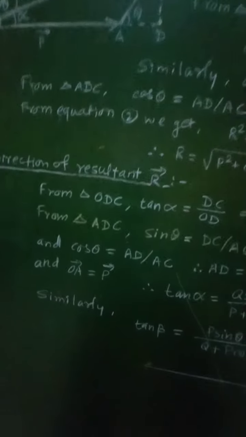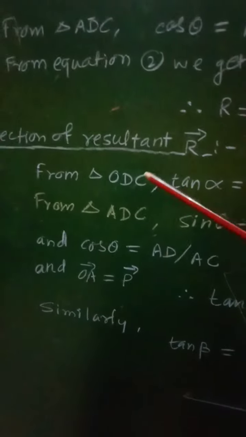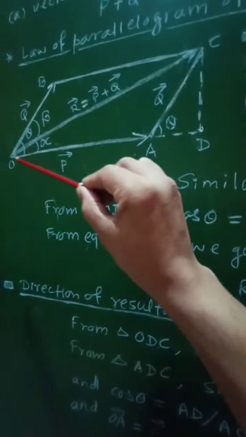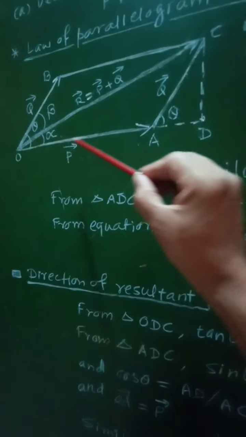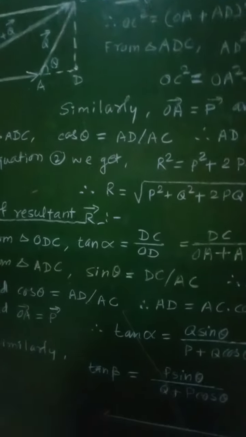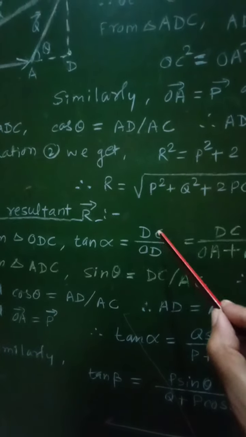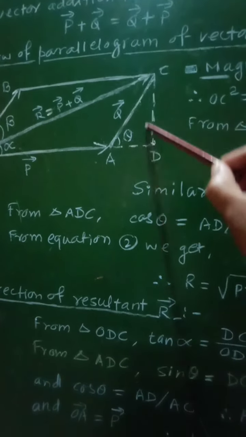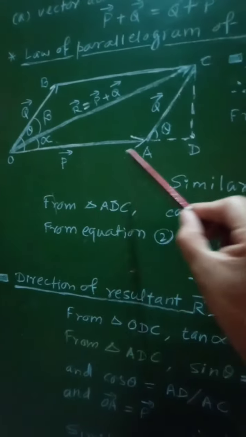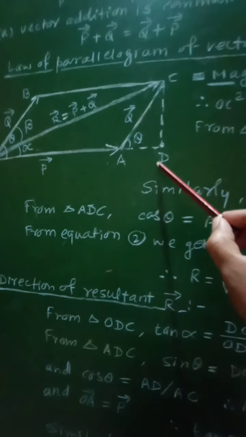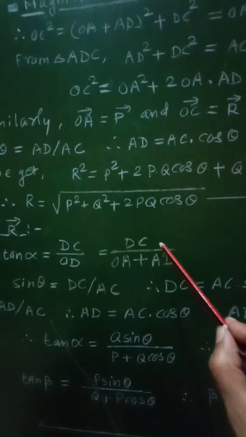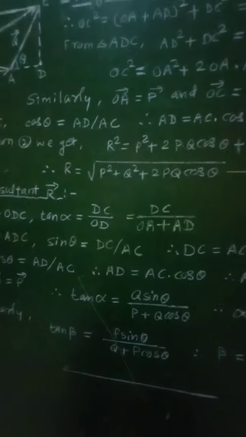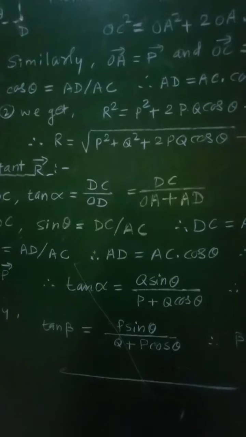Now how to find the direction? For that, again let us consider the triangle ODC. From this right angle triangle ODC, we can write tan alpha equal to DC upon OD. But OD is OA plus AD, and therefore this will be written as DC upon OA plus AD. As we have to find the direction, we have considered the tangent of that angle alpha.